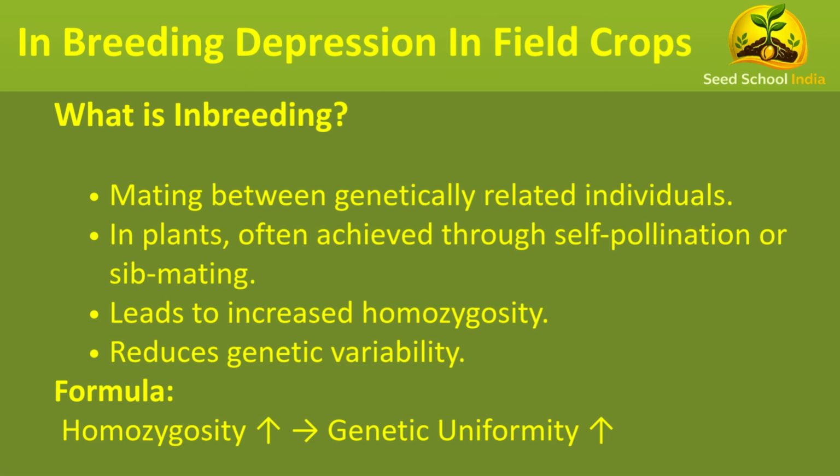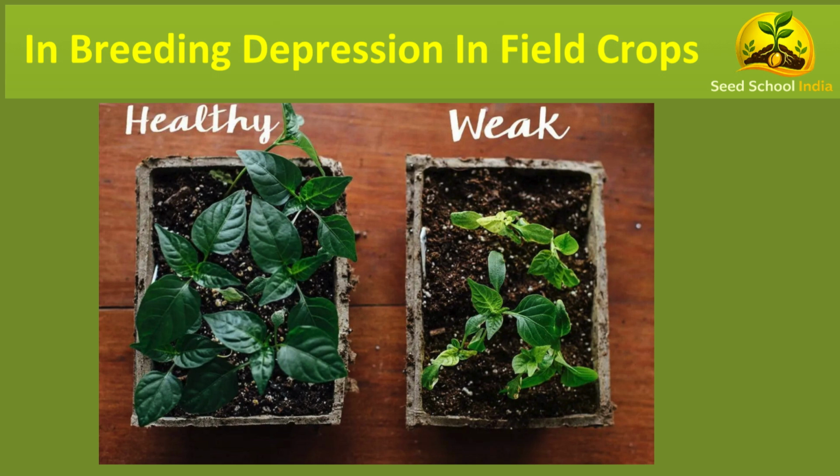Inbreeding refers to the mating of genetically related individuals. In plants, this commonly occurs through repeated self-pollination or mating among closely related plants. Every generation of inbreeding increases homozygosity while reducing heterozygosity. As homozygosity increases, recessive genes become more likely to appear in the homozygous state, while inbreeding helps breeders to develop pure lines for hybrid seed production. Excessive inbreeding can expose harmful recessive alleles and reduce overall plant performance, particularly in naturally cross-pollinated crops.